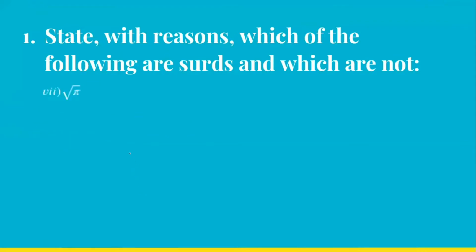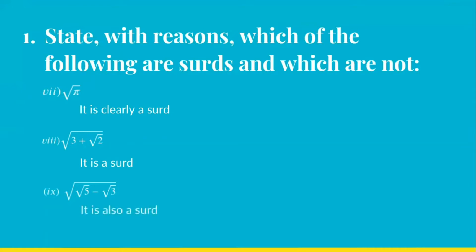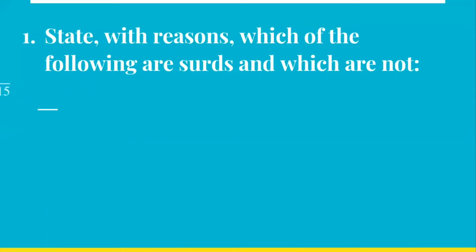The next part, square root of 5. Yes, it is clearly a surd. Root of root is always a surd, remember. And again, root of root is always a surd. So this is also a surd. Let us move on to the next part.